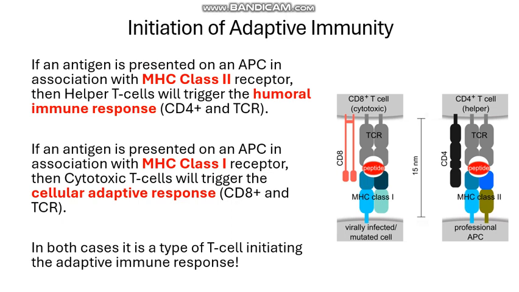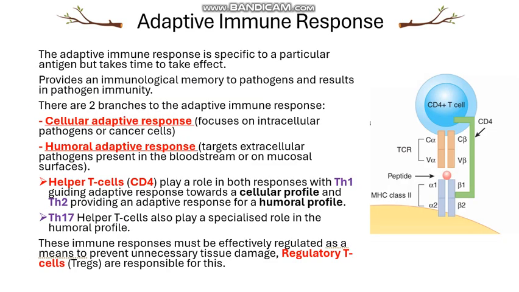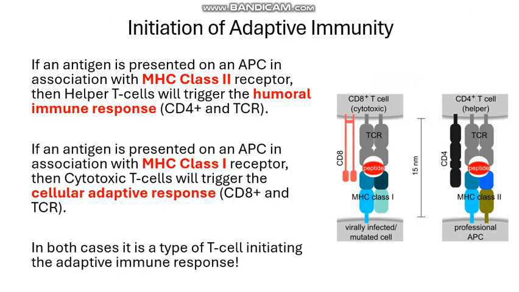So the important takeaway is that in both cases, it's a T cell initiating the adaptive immune response. So it doesn't matter whether we're talking about the cellular adaptive response or the humoral adaptive response. Both of these responses are being triggered by either a CD4 helper T cell or a CD8 cytotoxic T cell detecting an antigen on their respective MHC receptors on the antigen presenting cells.